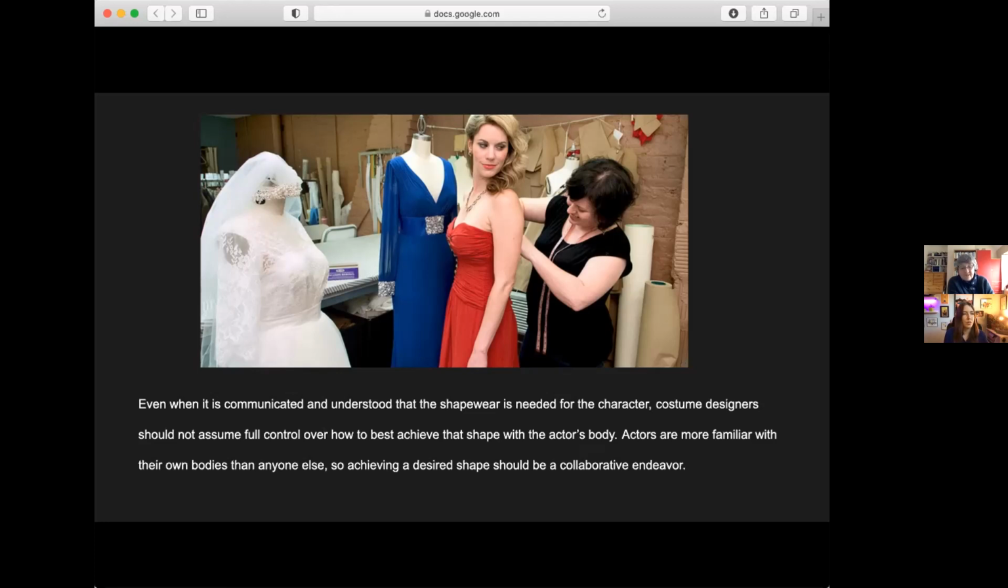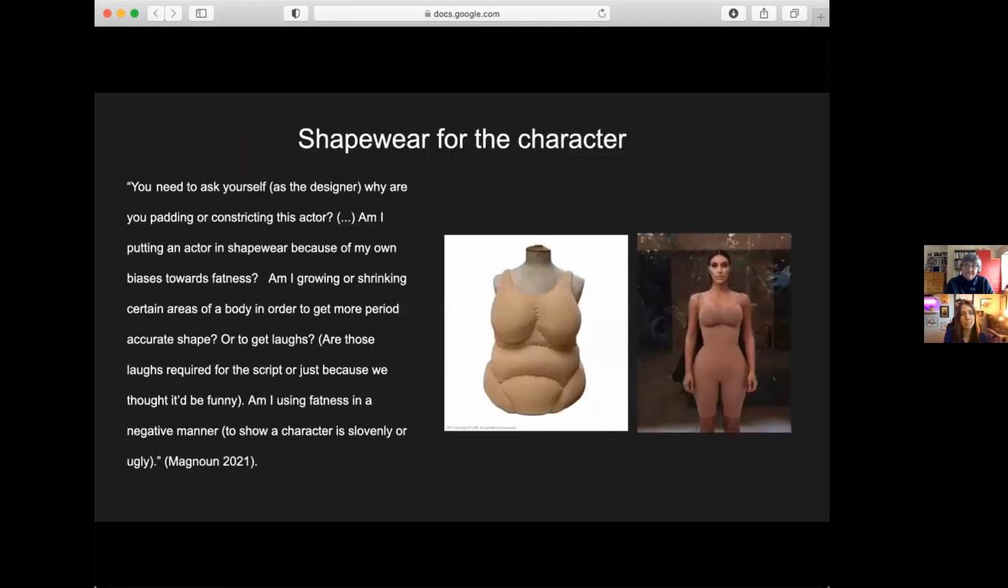Because shapewear is usually introduced at an actor's first costume fitting, the fitting is the logical place for this conversation to occur. However, costume designers should think critically about the need and use for shapewear early in their design process before the conversation is ever broached with an actor. So, character analysis for shapewear. Meredith Magnan is a researcher and advocate for fat acceptance in theater, and she sent me some great character analysis questions that costume designers should ask themselves when considering shaping an actor's body.